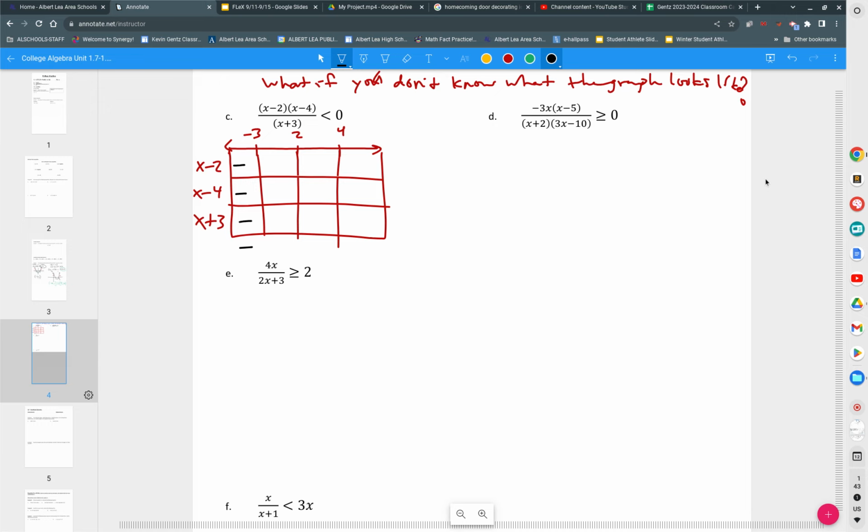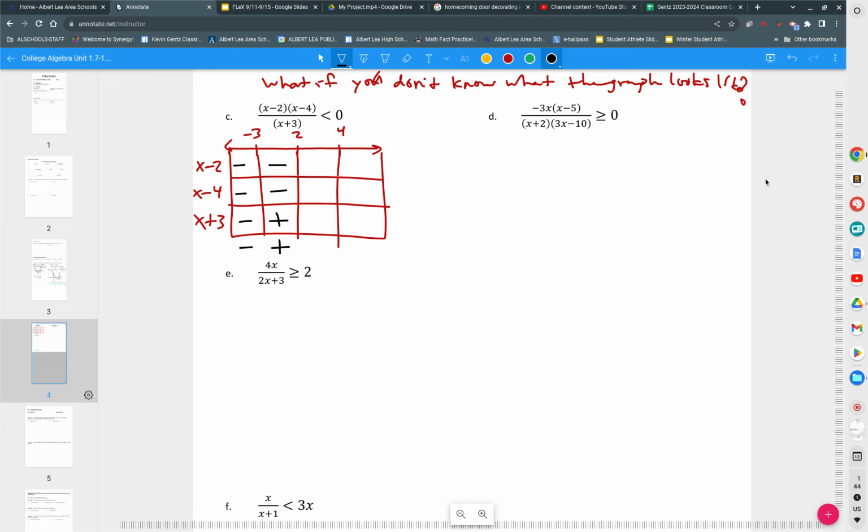Let's go to another one. Axel, can you give me a number between -3 and 2? 0. Thank you very much. So 0 minus 2 is negative. 0 minus 4 is negative. 0 plus 3 is 3, positive. Very good. So I have 2 negatives, which is going to make positive. Would you agree that it doesn't really matter what's positive? What matters is if things are negative. Negatives are what change the value. Positive doesn't change anything.